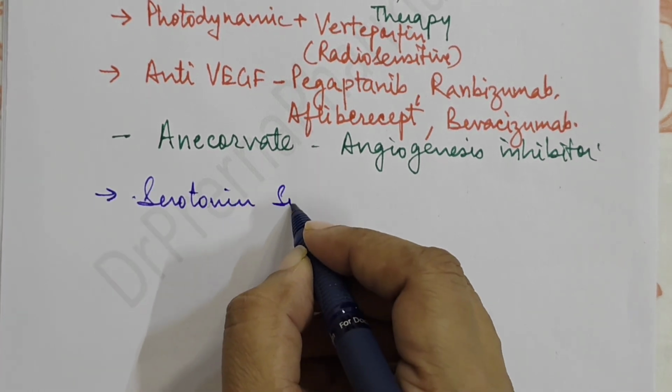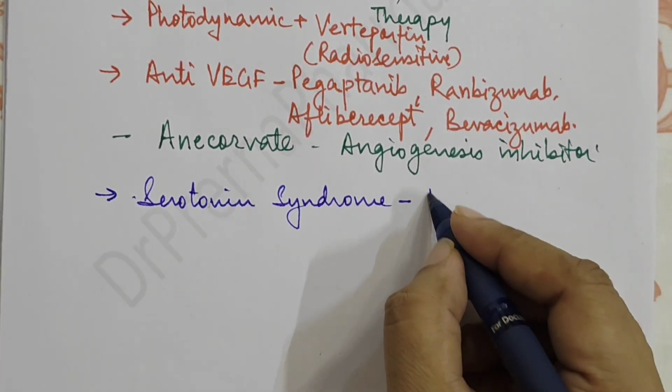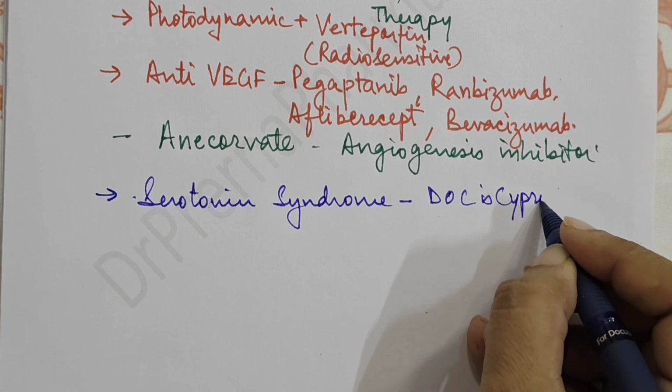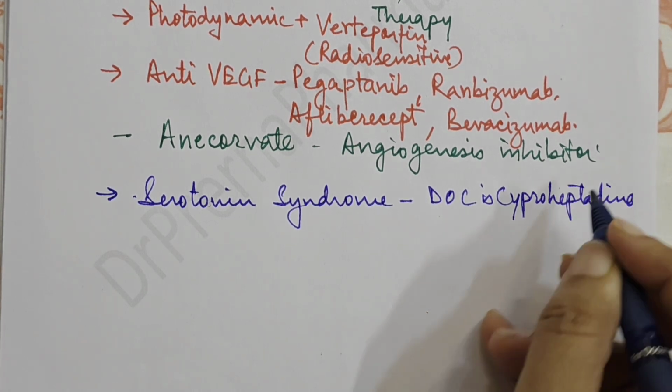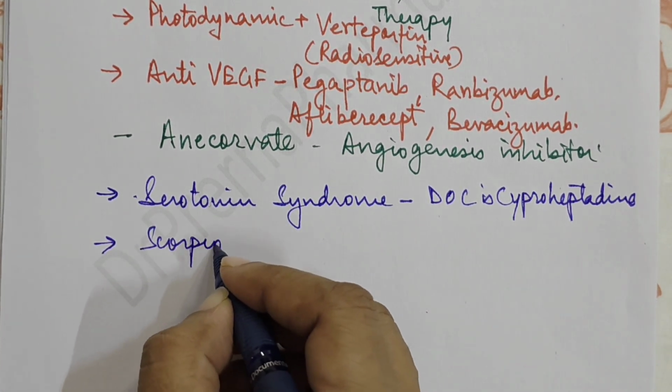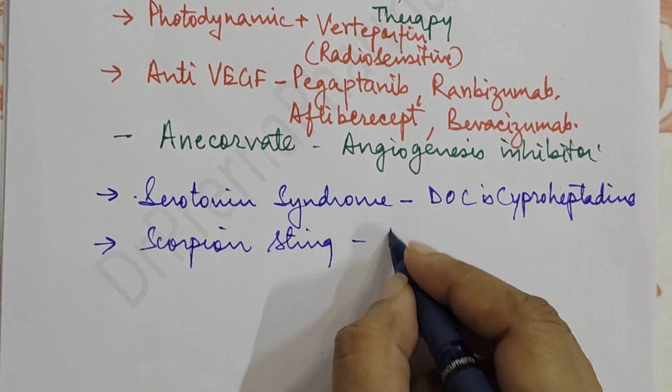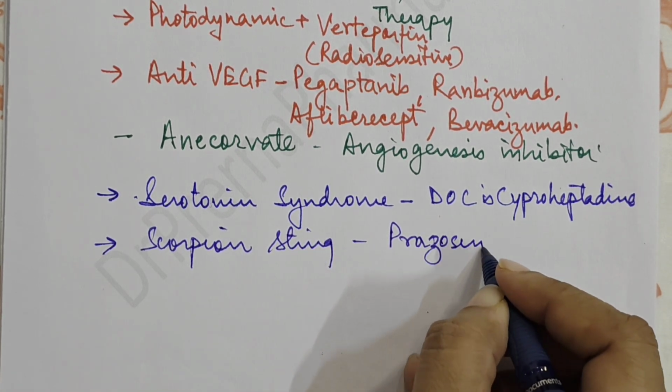There is a condition called Rotman syndrome, right? What is the drug of choice? Drug of choice is cyproheptadine. Then what is the drug of choice in scorpion sting? In scorpion sting, the drug of choice is prazosin. Okay.